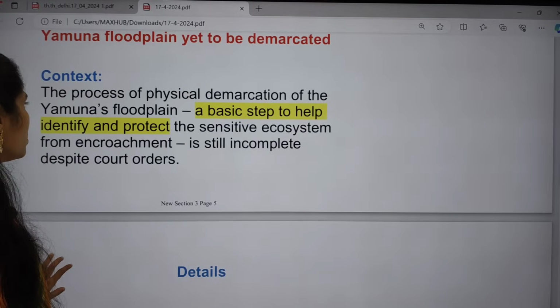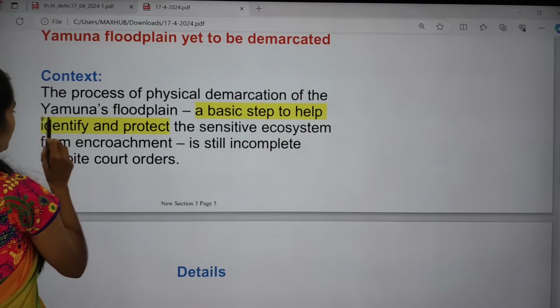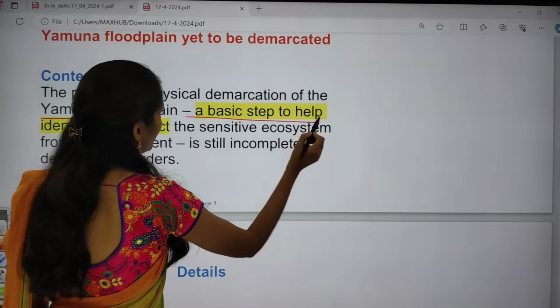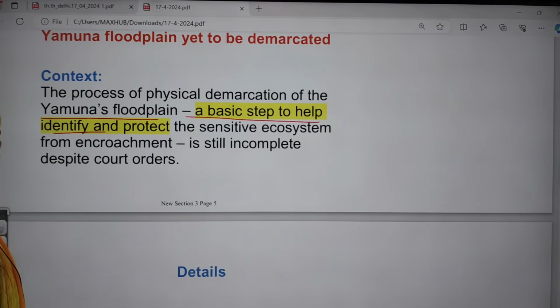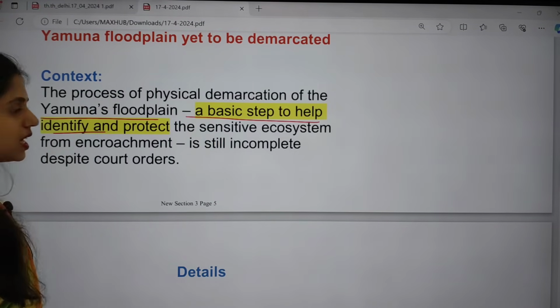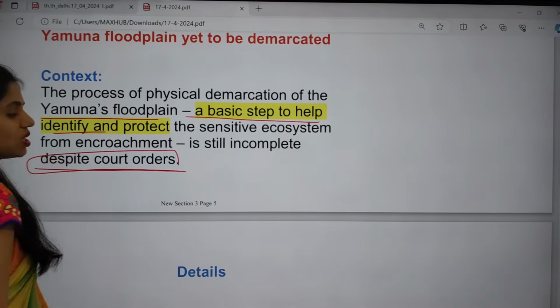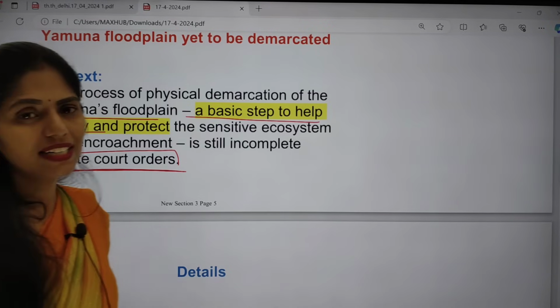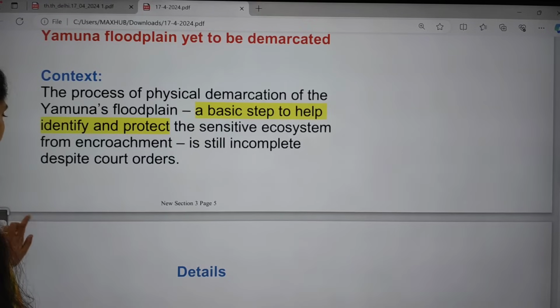So why is it in news? The process of physical demarcation of Yamuna's floodplain is a basic step to help identify and protect this sensitive ecosystem from encroachment. But it is still incomplete despite court orders. The court orders were given 9 years ago, but it has not been done. So this is mainly why it is in news.